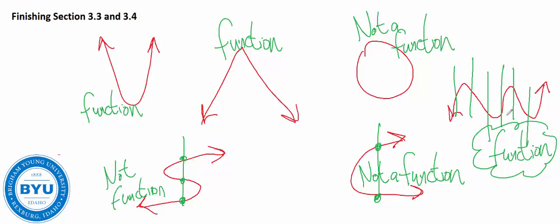Hopefully that gets you an idea of seeing what a function is. Each input, each vertical line that represents an x value, has just one output, one y value. Here, notice this one, if this was x equals 9, it has two y values, so it's not a function.